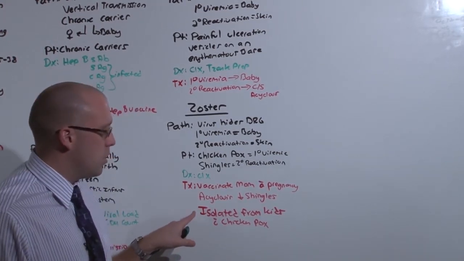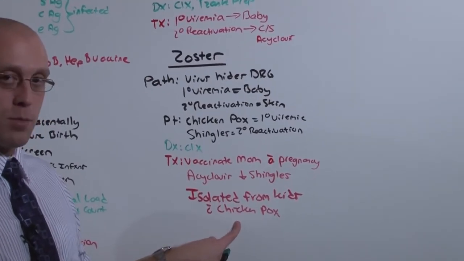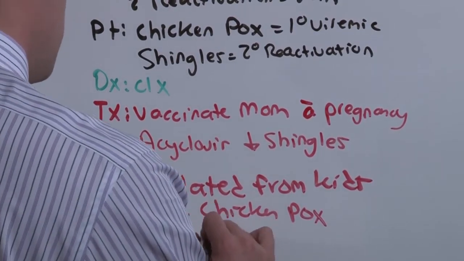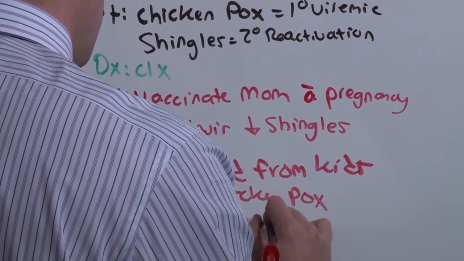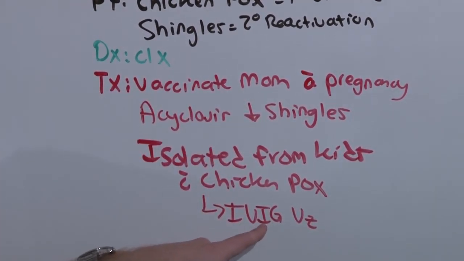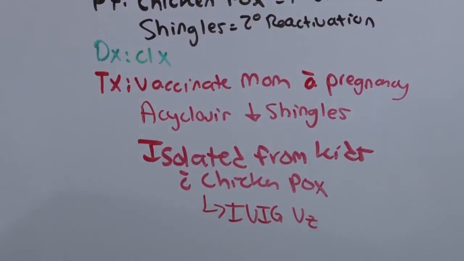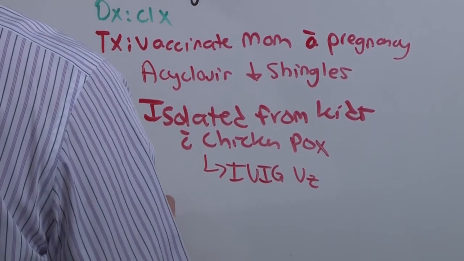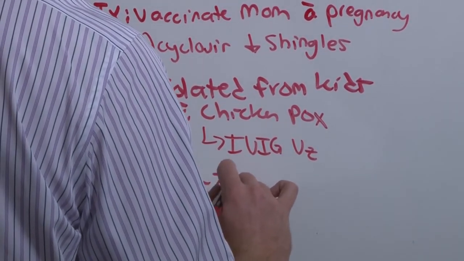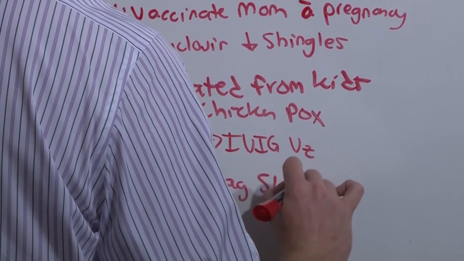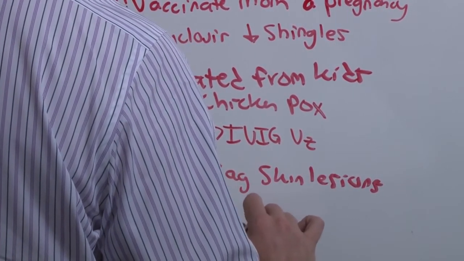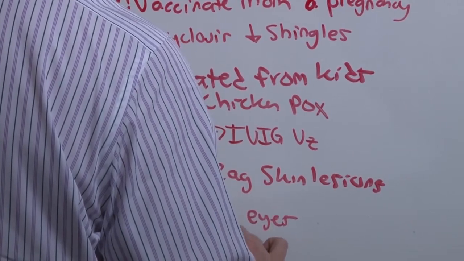You should isolate from her own children if they've got chickenpox or are going to receive the vaccine and she hasn't. And if she does get exposed, give her varicella IVIG. Try to bind up all the virus before it gets to baby. What will happen if you don't prevent the primary viremia is baby's going to have zigzag skin lesions and be small. And have small eyes and small extremities.